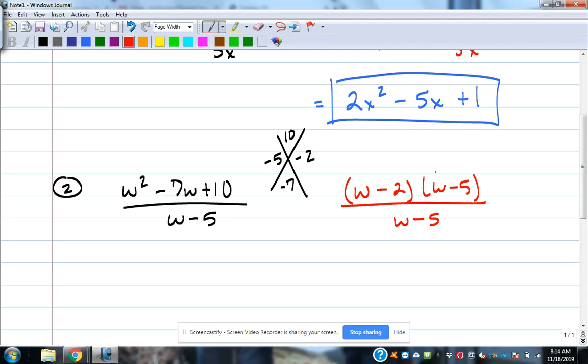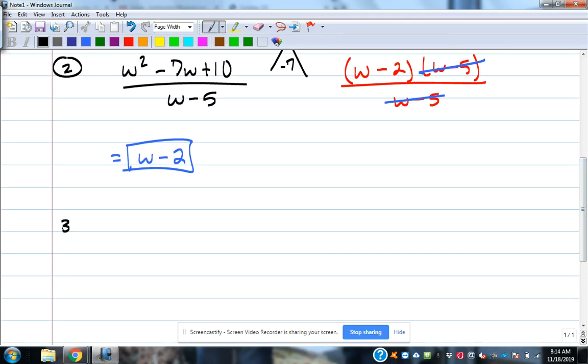What happens to the w minus 5s? They can cancel out just like the 6 and the 3 on the first problem did. So that numerator factored, and we were able to cancel out a matching factor so that the final answer is just w minus 2. So simplifying a fraction there is really what we're doing. We're using factoring to help us do that. And that's great as long as it factors.